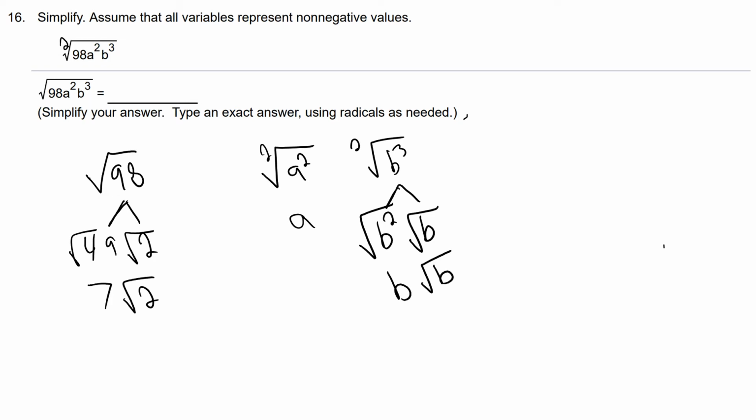Now I'm going to put all these three back together. I'm going to put the outsides on the outside, so I'm going to have 7ab, and then on the inside I have square root of 2b. The order is not super important, but let's make it alphabetical.